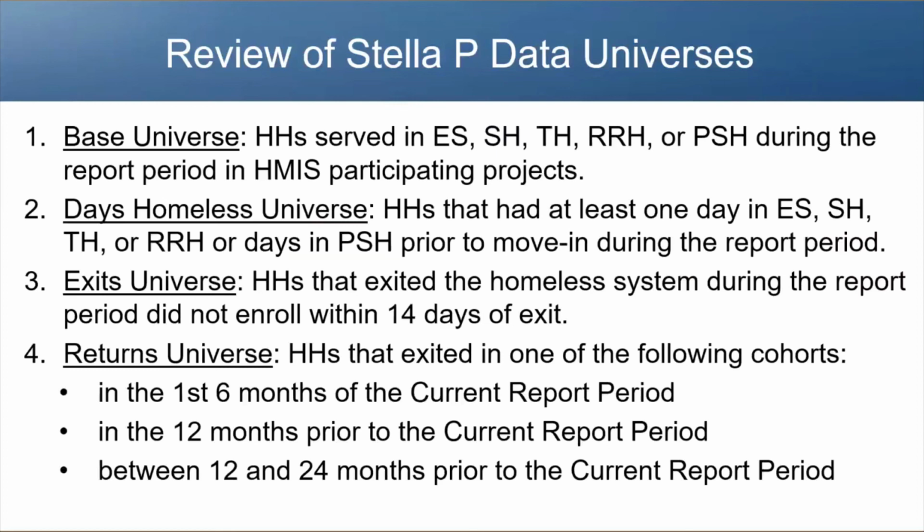The returns measure has three data universes, including households that exited in one of the following cohorts: in the first 6 months of the current report period, in the 12 months prior to the current report period, and between 12 and 24 months prior to the current report period.